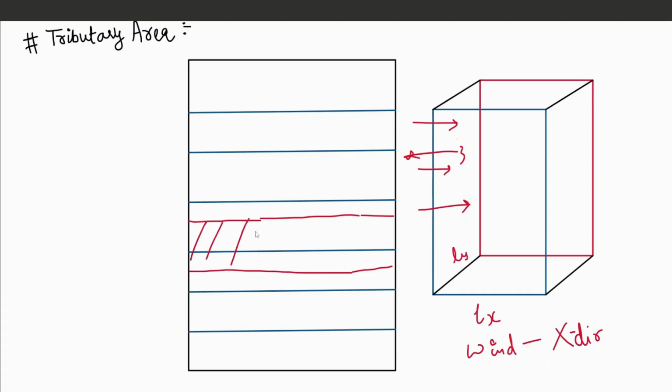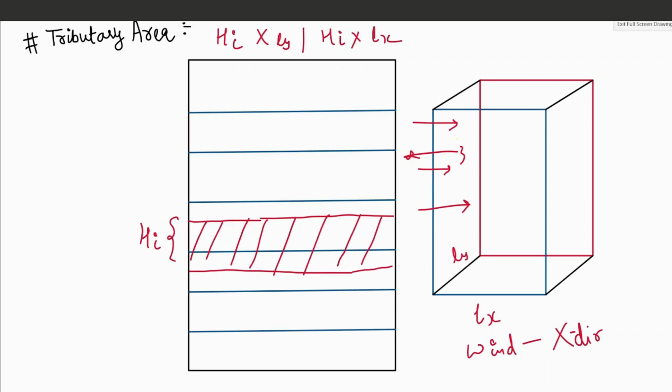Let's say this will be nothing but your story height. Let's take it as hi, and this is your lateral dimension, that is Ly. So the tributary area will be equal to hi × Ly when wind is moving in the x direction. In case the wind is moving in the y direction, then this will be hi × Lx. Like this we calculate the tributary area, and using this tributary area we calculate the value of Ka.